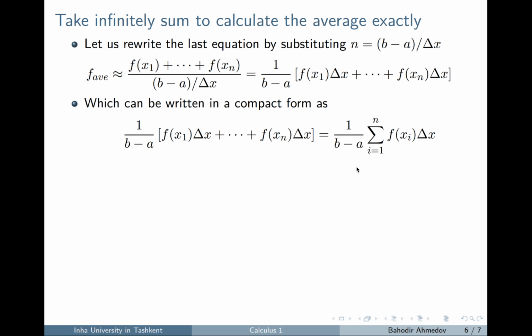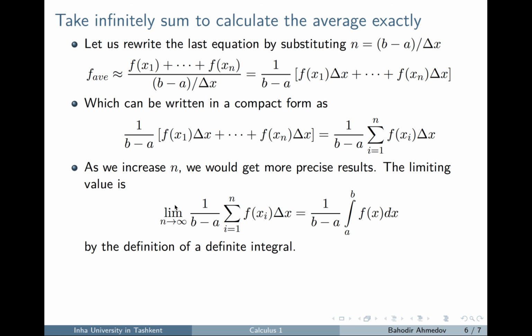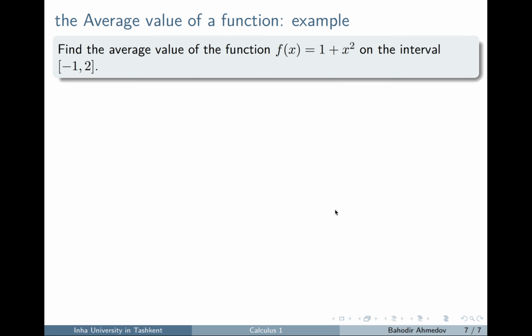So now if I just increase n, my result should be more precise. So the limit of this formula is going to be equal to the integral of this function over the interval from a to b, divided by b minus a, and this summation is equal to the integral according to the definition of the definite integral. So let's do an example, and then we're going to consider the illustration of this example in a programming language.